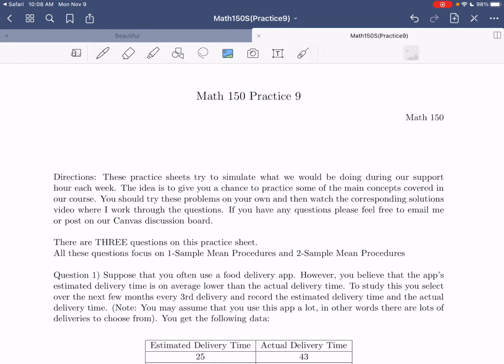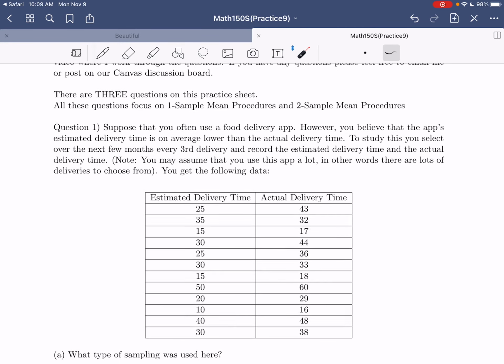In today's video, we're going to be working through practice number 9, which focuses on some questions related to hypothesis testing and confidence intervals for one sample mean and two sample mean procedures. As always, I recommend that you've tried this practice ahead of time, and of course that you've watched all the videos on one sample mean procedures and two sample mean procedures before watching this video working through practice 9. If you have already tried practice 9 on your own and watched those corresponding videos, well, then we can go ahead and get started. So let's look at question 1 here.